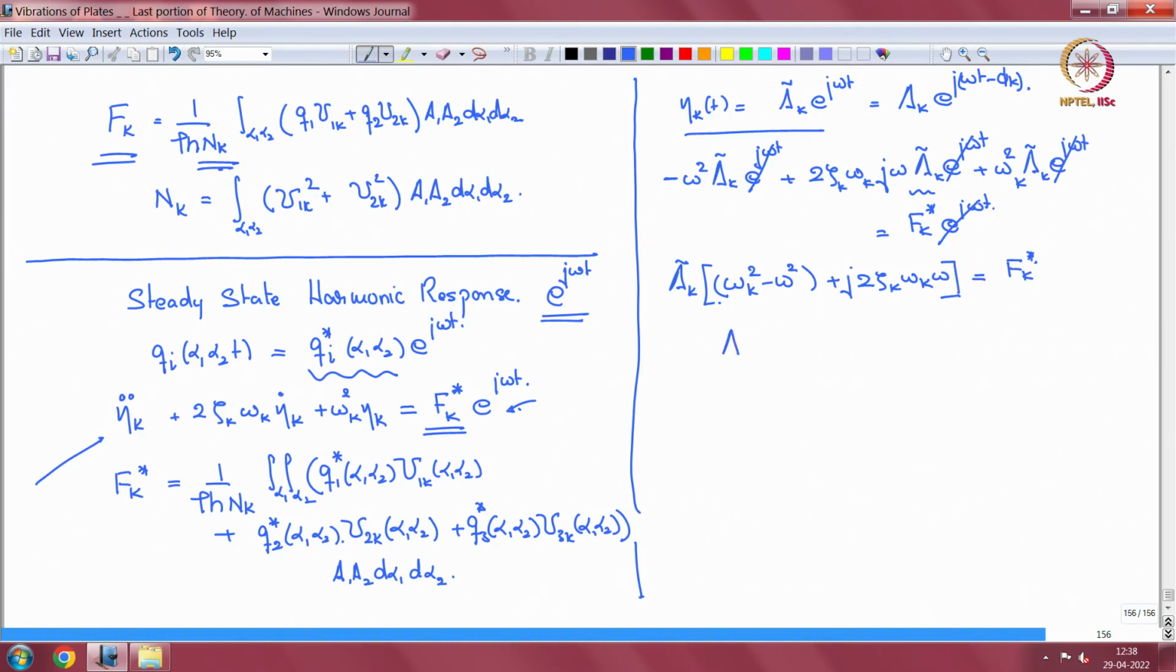So finally gamma k tilde is F_k star by (omega k squared minus omega squared plus j 2 zeta k omega k omega). One can leave it at this, no problem, because this can be substituted here and the answer is eta k.